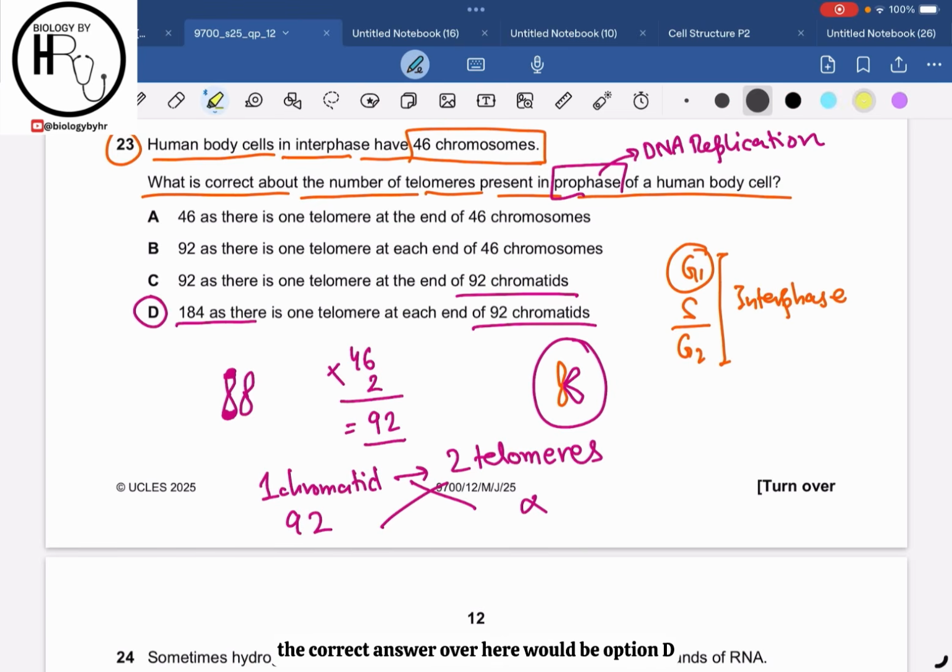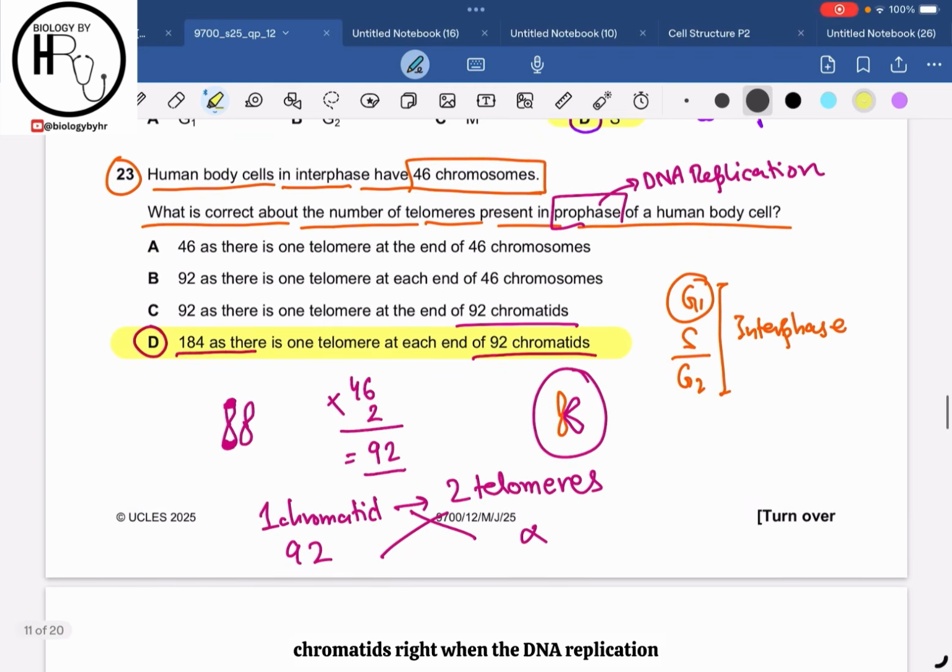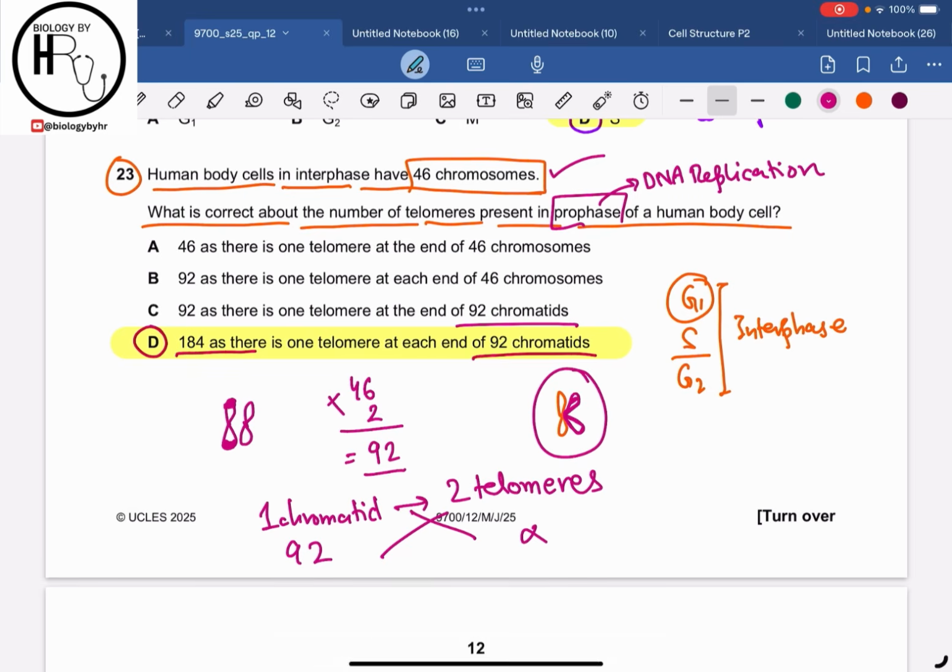So the correct answer here would be option D, that there will be 184 telomeres, as there is one at each end of the 92 chromatids. When DNA replication takes place, the number of chromosomes will stay the same. What will happen is that the sister chromatids are going to replicate and join the existing chromatid. This is what is going to happen. I hope that this is clear to all of you.